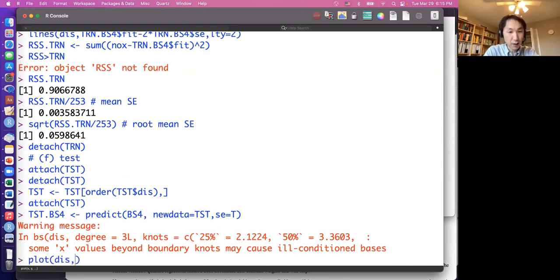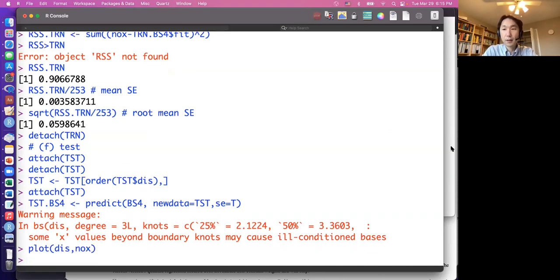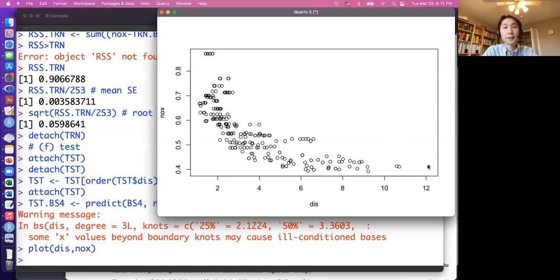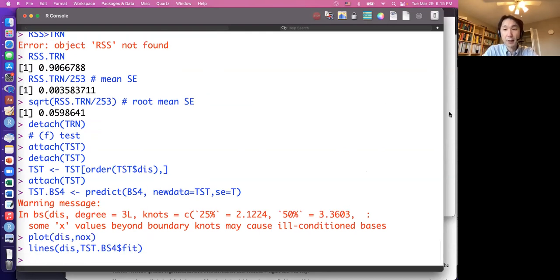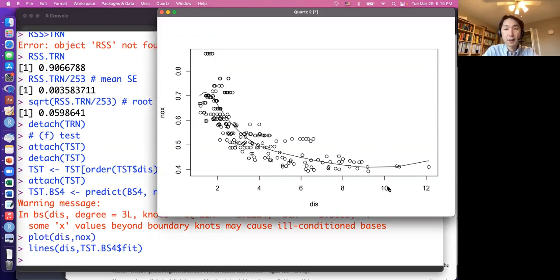So plot distance and NOx. You can see this observation is more than 12, so it's larger. Here we don't really know, but actually there are more outliers here. Then lines, distance, TST.BS4.fit. So we have the fitted line. It doesn't look bad. This fitted curve is based on the training dataset. If we used this dataset to fit the line, probably this place would be a flatter curve, but here it jumps.